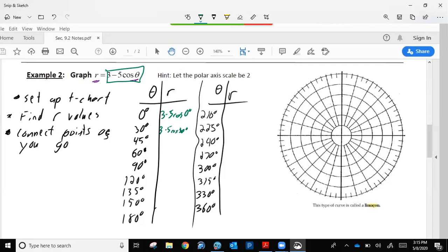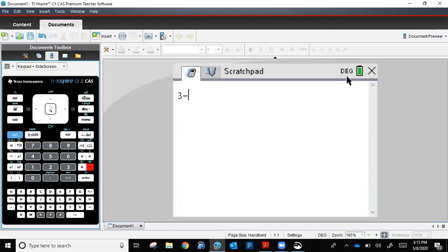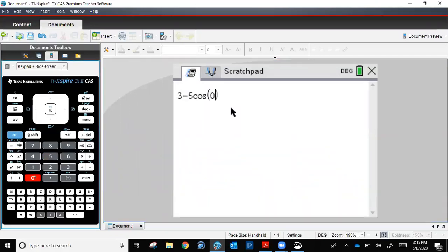I'm not going to write all these out. You would go to your calculator and first make sure you're in degrees, which I have this set to. We can just type in 3 minus 5 cosine of 0. I want this to be in decimal form, so I'm going to put a decimal after that 0. That way I don't have to hit Control Enter. And we're going to get a -2.